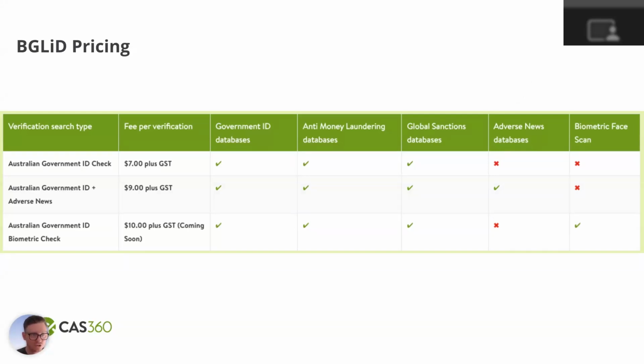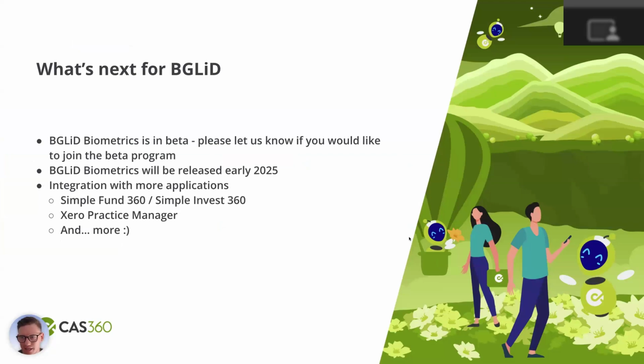So in regards to pricing, I've got the Australian pricing. For New Zealand clients, I don't have the New Zealand pricing with me, but it is on our website. So if you go to our BGLiD website, you'll see the pricing. It is slightly different in New Zealand, purely because the government charges us more in New Zealand. But the Australian government ID check is $7. The government ID plus adverse media is $9. And the Australian government ID biometric check is $10. So hopefully that answers the questions. It's all very reasonably priced.